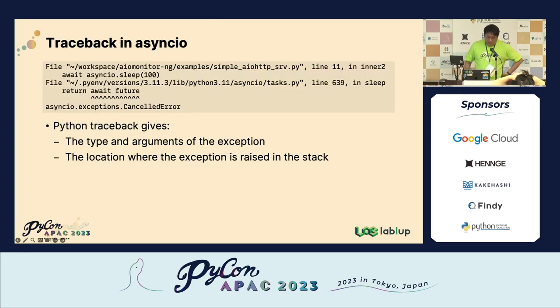Tracebacks in Python provide some information like the type and arguments of the exceptions and the exact location where the exception is raised in the stack.